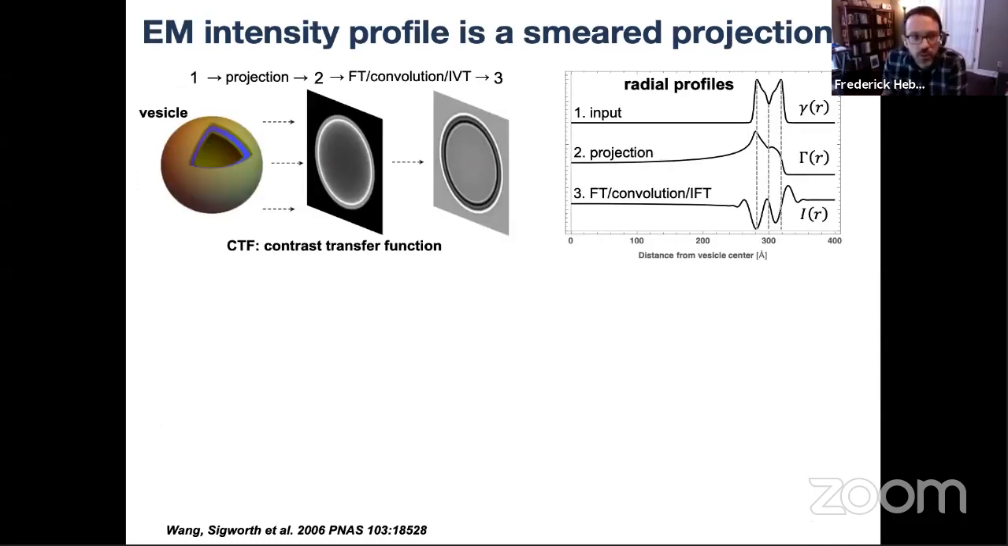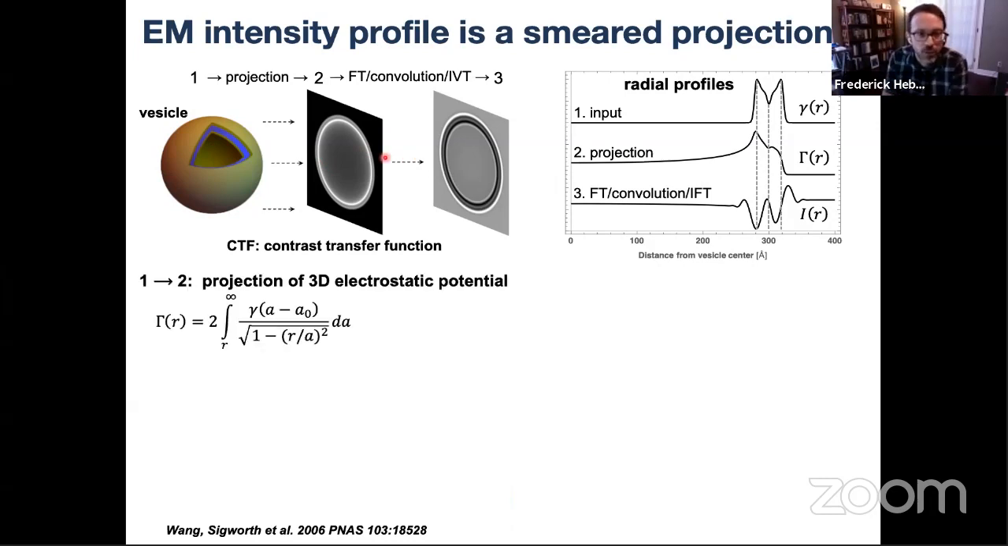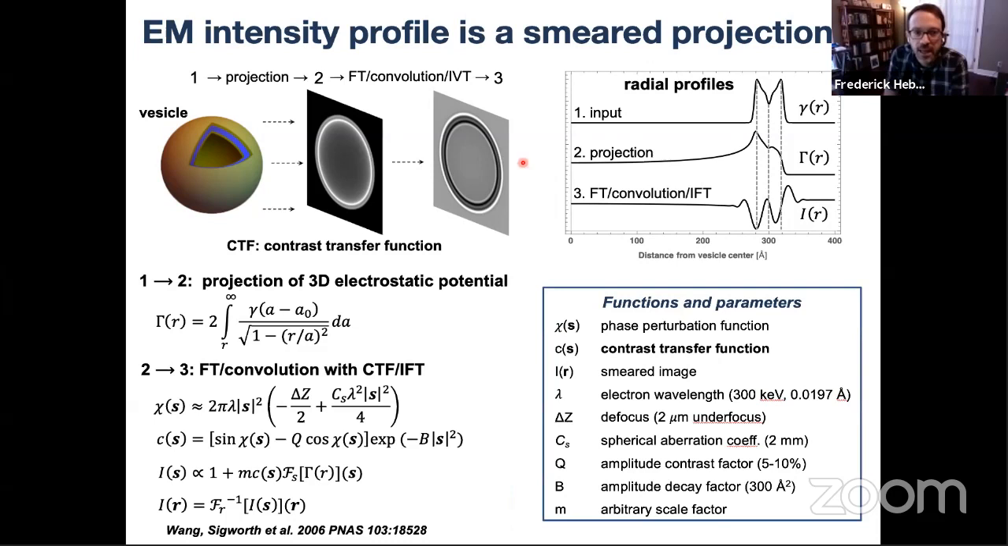What about the other operations? Well, without getting bogged down in the details, the basic idea is that you first project that phase shift profile from a sphere onto a plane. And for a uniform vesicle, that operation is purely analytical. And then they have to smear this projection with a contrast transfer function. And that's analogous to the effect of a point spread function when you're talking about light microscopy.